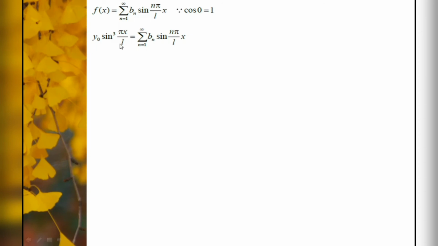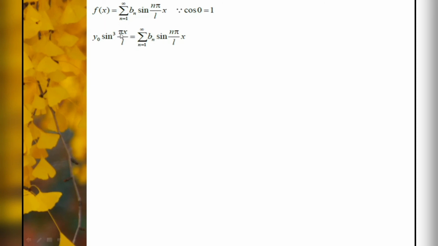But here the function is entirely different. It is not an algebraic function. It is a trigonometric function. Whenever you have a trigonometric function like this, what we have to do is expand the right hand side. So we have to replace this cube term as a multiple of x.